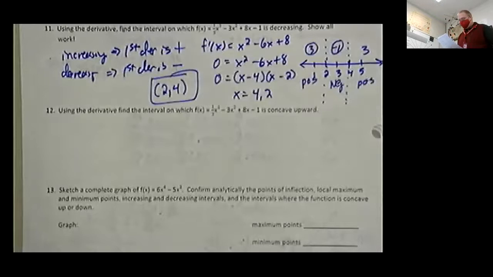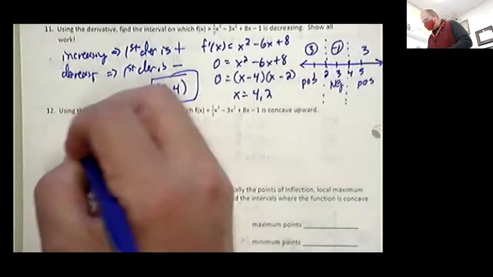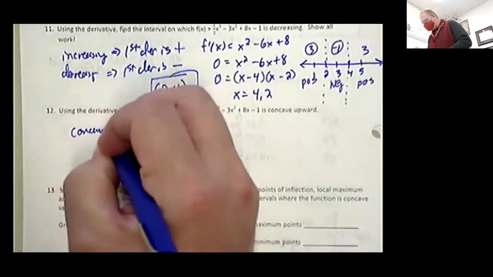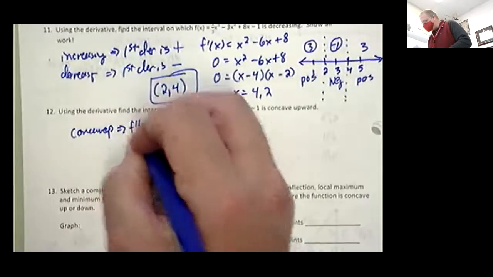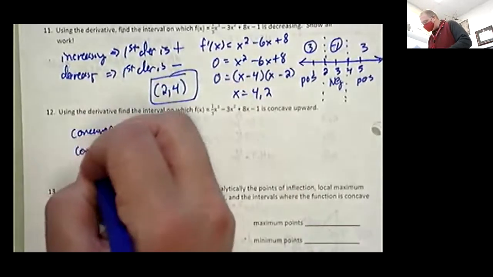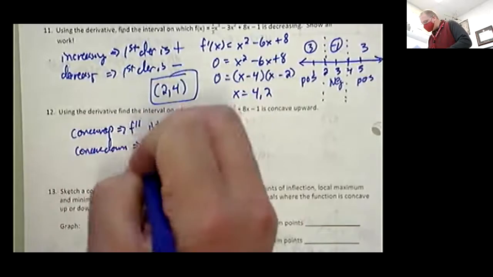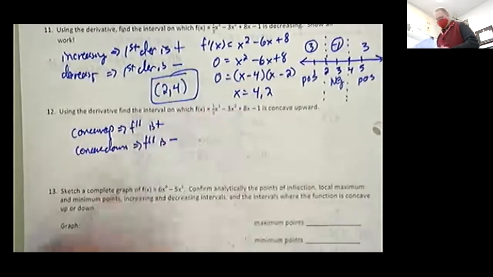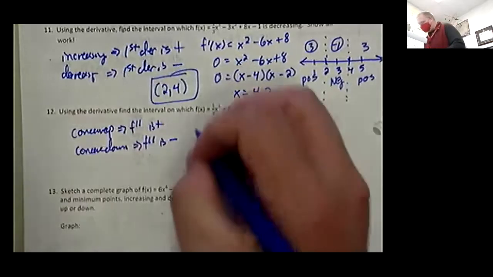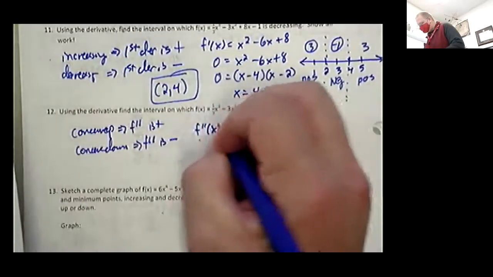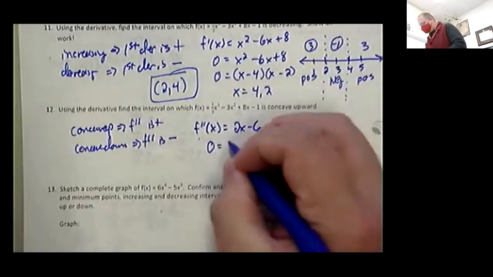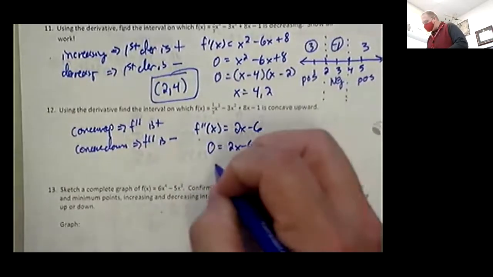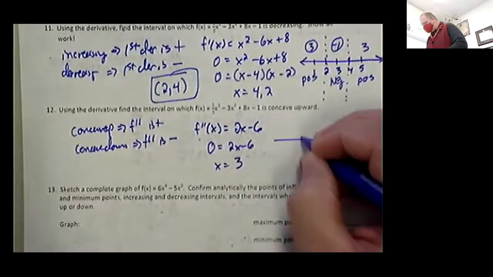Use the derivative, find the interval on which the function is concave upward. For concavity, we're looking at the second derivative. So concave up is where f double prime is positive. Concave down is where f double prime is negative. Well, we already have the first derivative. What's the second derivative? 2x minus 6. So we want to see where that changes. That's at 0 equals 2x minus 6. Add 6, divided by 2, changes at 3.